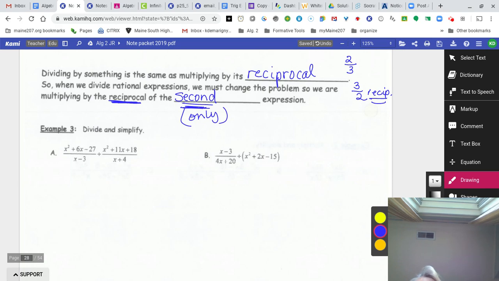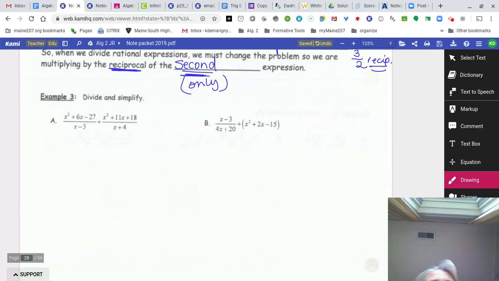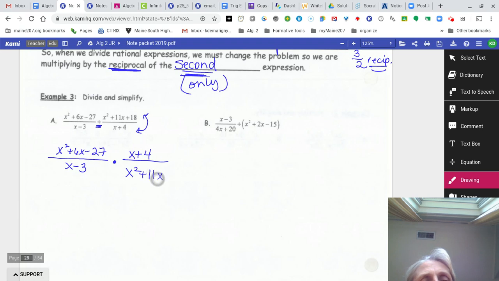Okay, so in order to do some dividing, I'm going to do the exact same process that I did before. However, I'm going to change my question, and you can get faster at this. I'm going to do the first one a little bit long. It's x squared plus 6x minus 27 over x minus 3. And then I'm going to change it from divide to times, and I'm going to flip these over. The x plus 4 will go to the top, and this x squared plus 11x plus 18 will go to the bottom. And then it becomes the exact same questions that we had earlier in our notes.